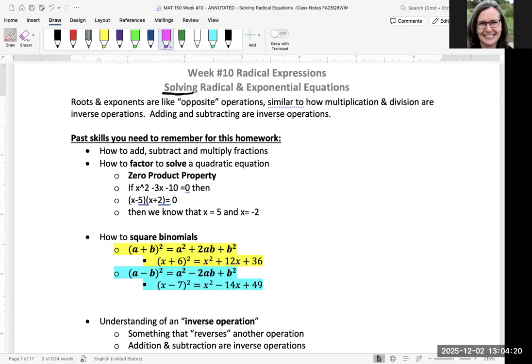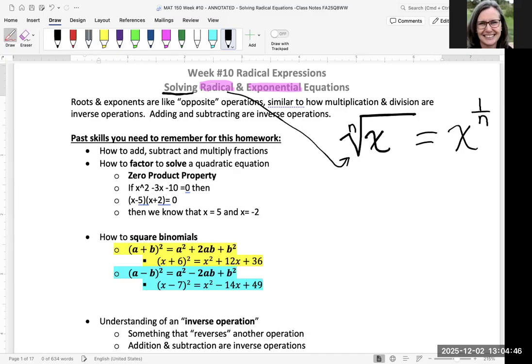We talked last week about radical and exponential equations. The deal there is anything under a radical with index n is the same thing as that value raised to the 1 over n exponent. So your radical expression is the one with the radical in it. Your exponential expression is the one with the exponent.